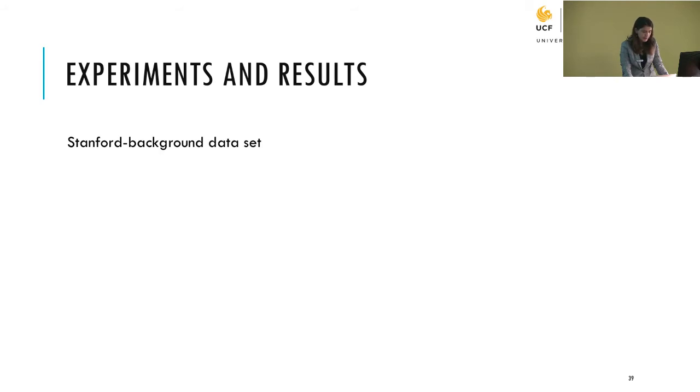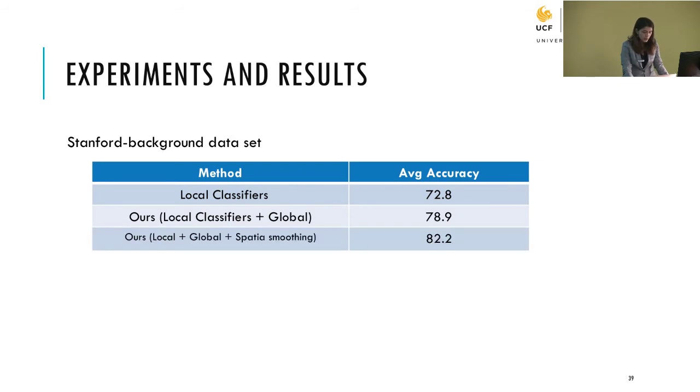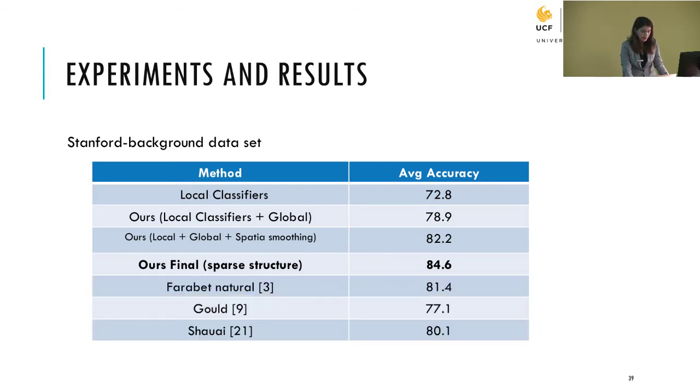The second data set is the Stanford Background data set. Again, if we just use the local classifier, we get about 73. Using global information here helps more. Spatial smoothing again helps a little, but using the sparse structure, we get better results. And these are other methods' results.